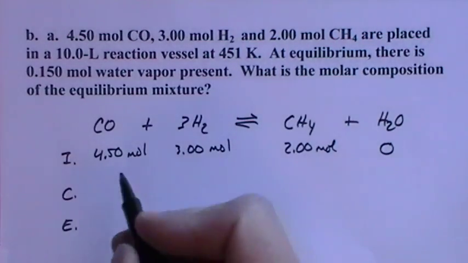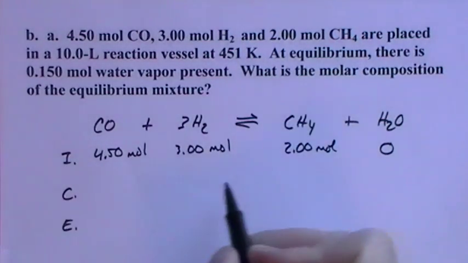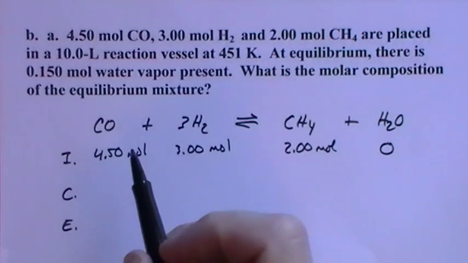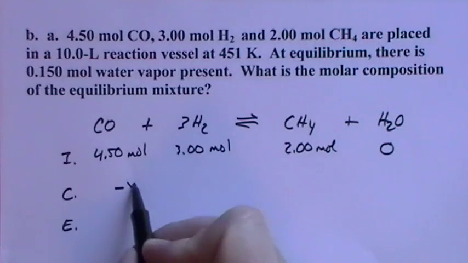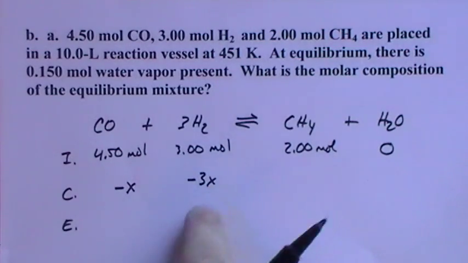Then we let the reaction go, and they want to know how much. We know that there's 0.15 moles of water vapor present at equilibrium. So the change is minus x, minus 3x. That 3 is desperately important.